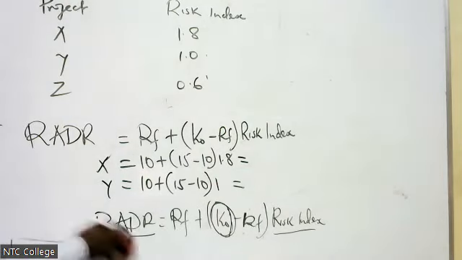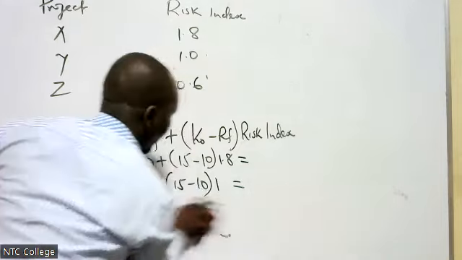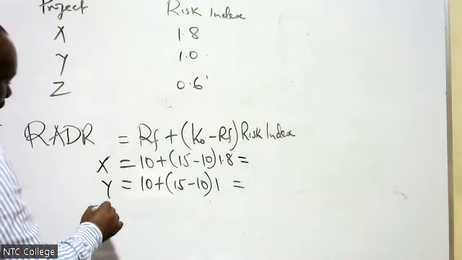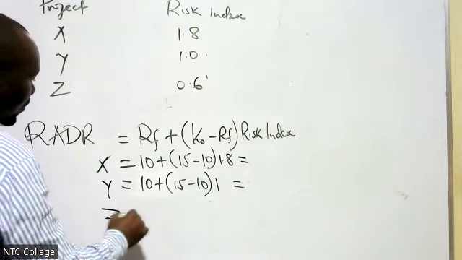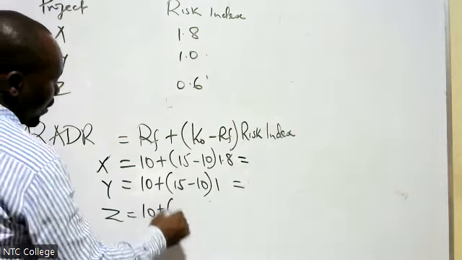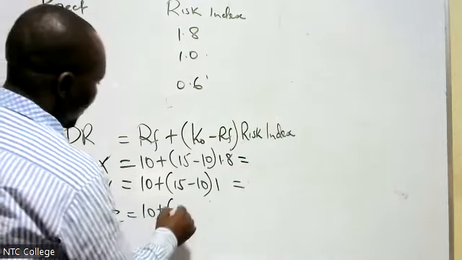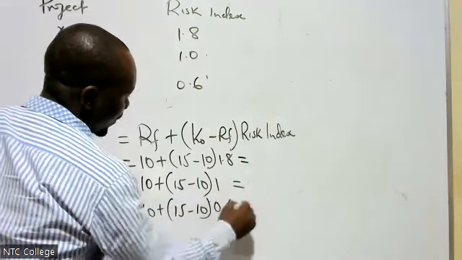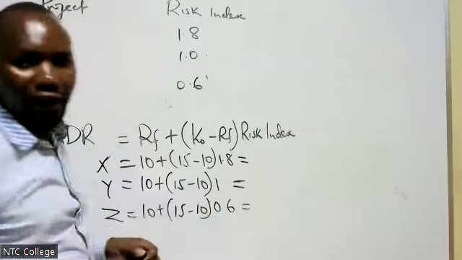Then now we have the last one. Get me the answers. Now these are easy. Z is equal to 10 plus, in bracket, 15 minus 10, into 0.6. What are the answers?